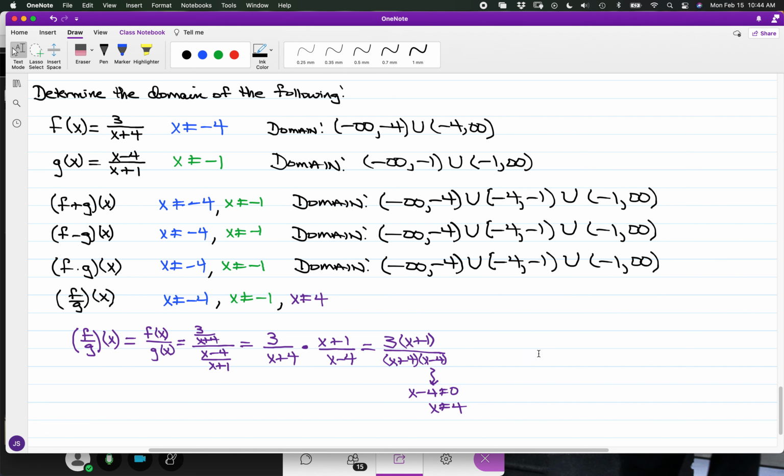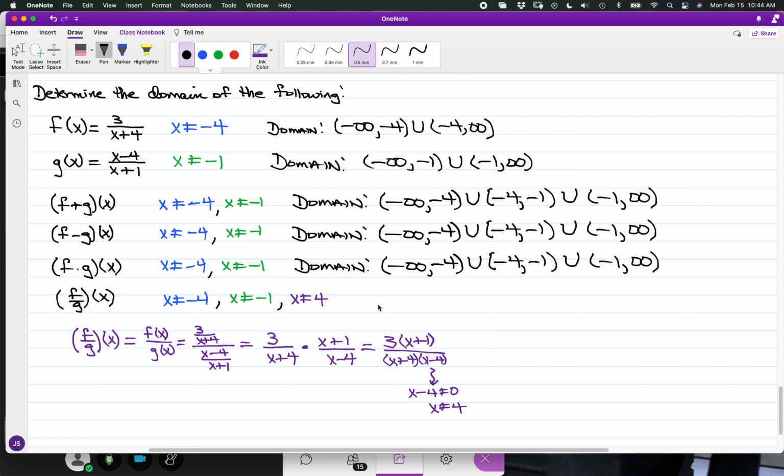With the sum, difference, and product functions, they will have the exact same domain, and their domain is based on combining the restrictions of the individual functions, leaving out both negative 4 in reference to f of x and negative 1 referring to g of x.